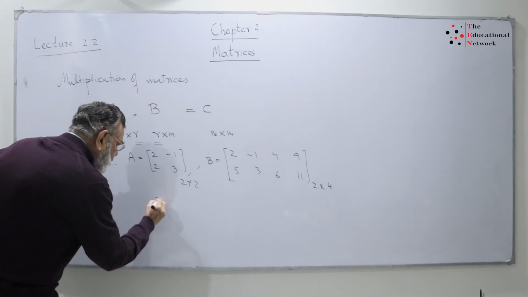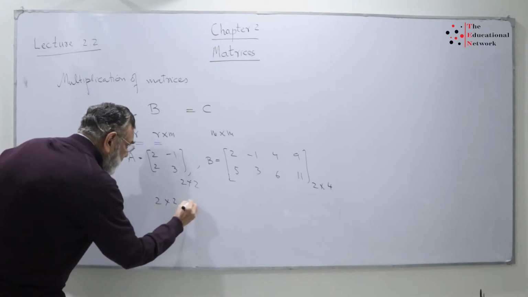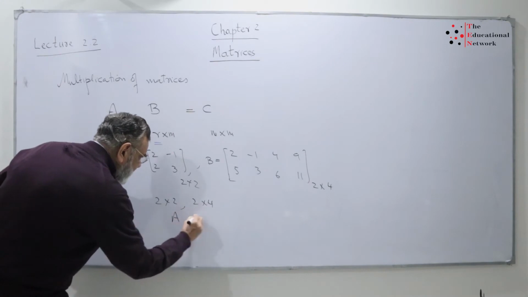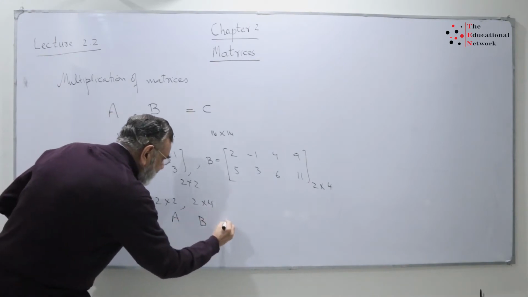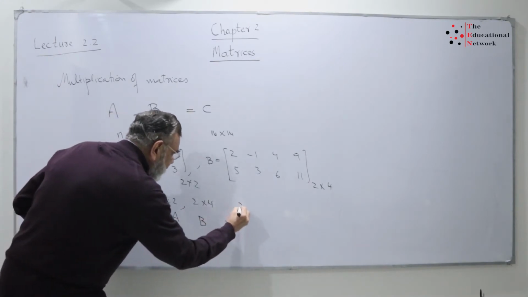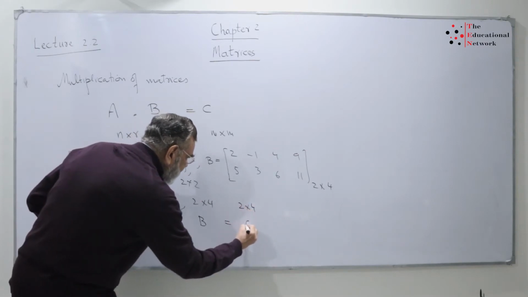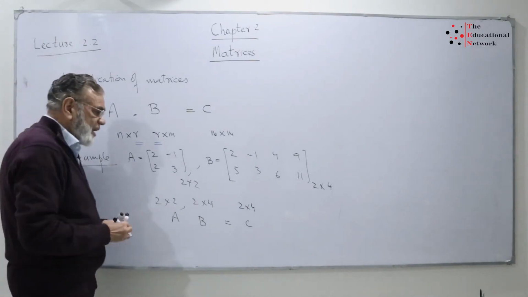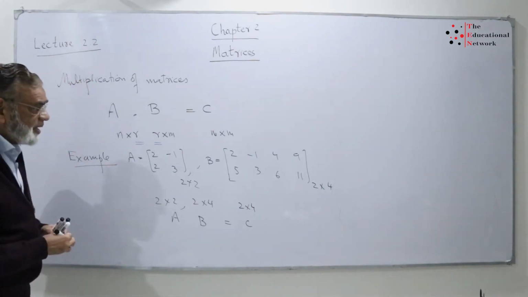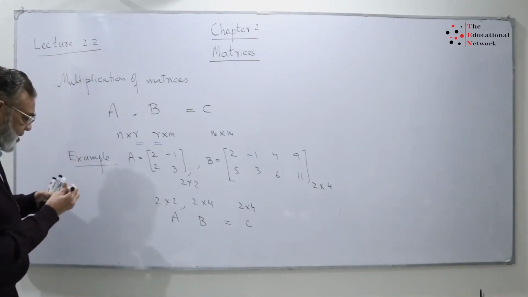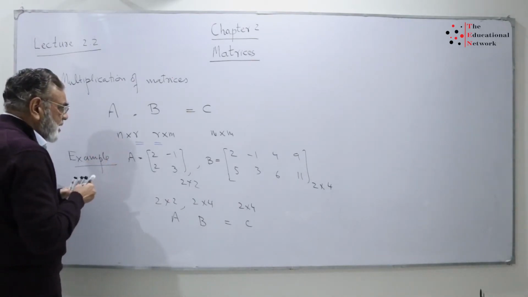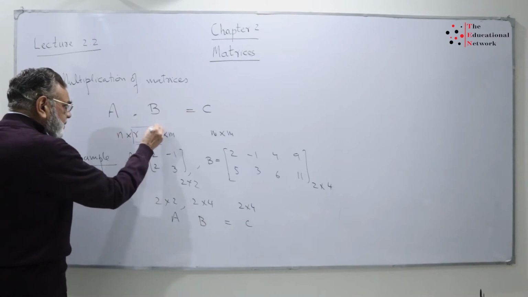So here is 2 by 2, multiplied by 2 by 4. This is my A, this is my B. Then my C will be equal to 2 by 4. This is my C, and we can multiply it. But as you know, if the columns are changed, then we are not able to multiply them. They must be equal. The rows here must be equal to the columns.